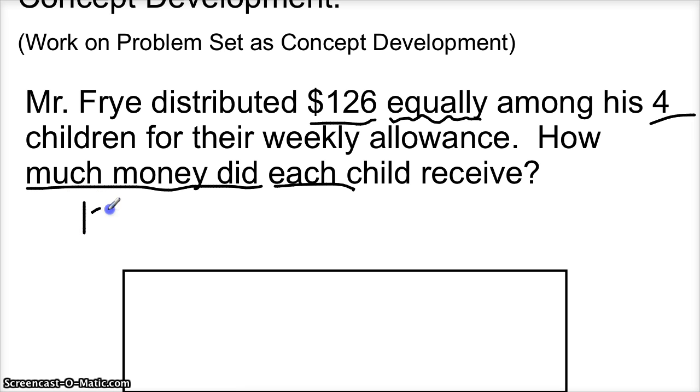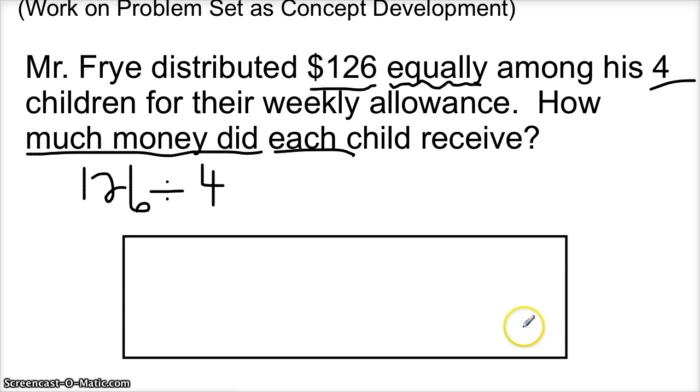So my problem is going to look like this. My whole amount of money divided by the 4 children. And you can even draw a tape diagram to help you kind of organize your thinking about this. So this whole piece is worth how much? Should be $126. That's what the whole amount is.